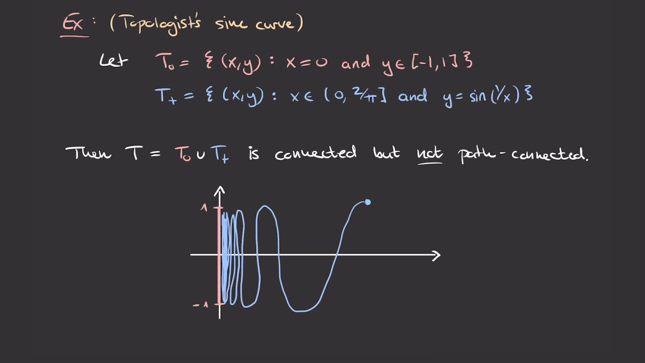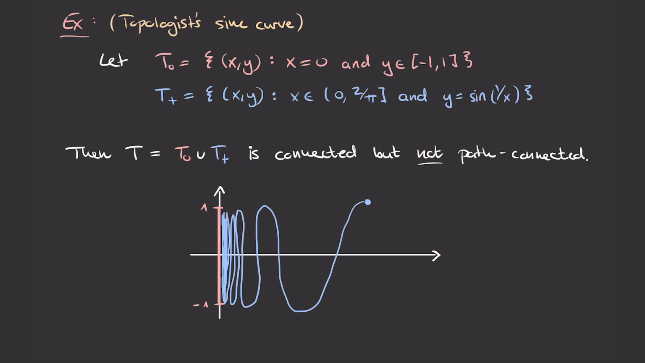So we start by defining a set T0, which is all the points xy that have x-coordinate 0, and where y lies in this interval from -1 to 1. So that's this red bit here I've drawn in the picture.